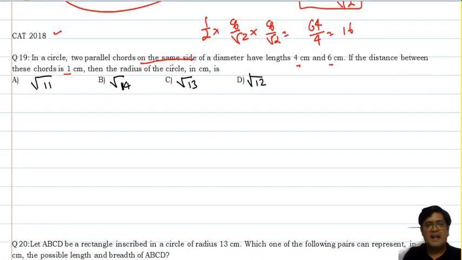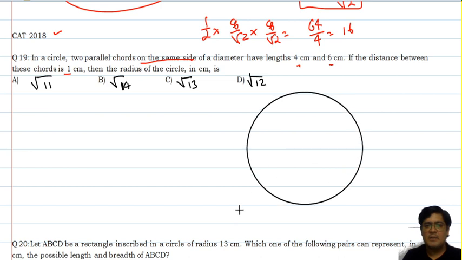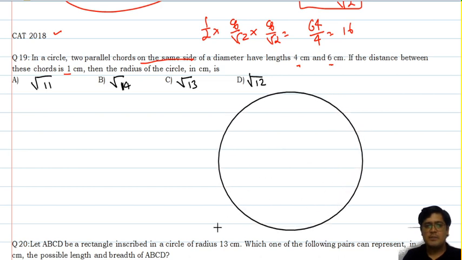See, I highlighted on the same side because I could have drawn the structure in two ways. Center lies between chords. Center lies on the same side of chords. Here it says center lies on the same side of the chords. So let me draw this properly. Let us say this is one of the chords and this is another one of the chords.